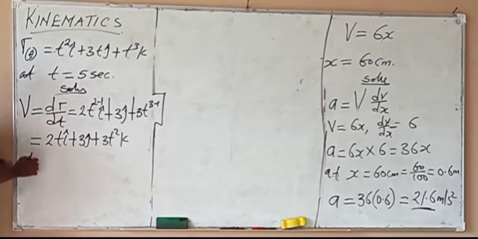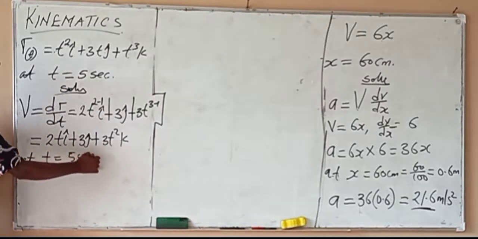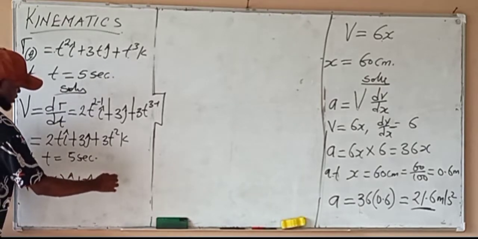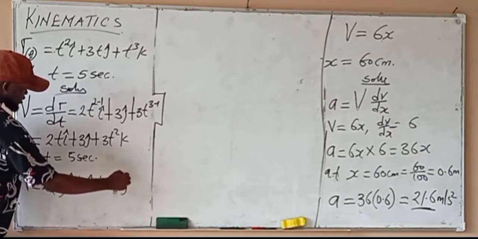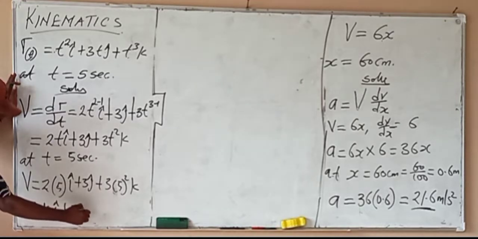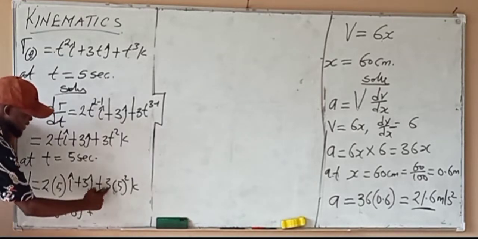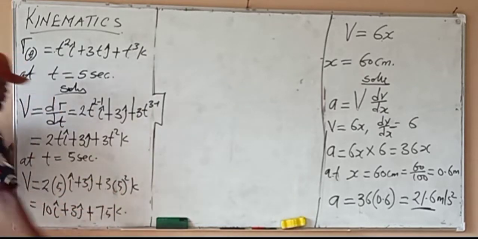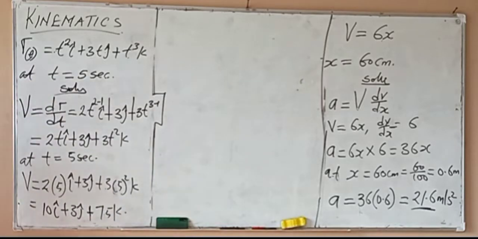Then, at t equal to 5 seconds, the velocity will be equal to, anywhere you see t, you put 5. Alright? 2t i plus 3j plus t squared k. So this will give us 2 times 5, that is 10i, plus 3j plus 3 times 5 squared, 25, which will give us 75k. So I'm going to have 75k. Then this is the velocity at t equal to 5 seconds.